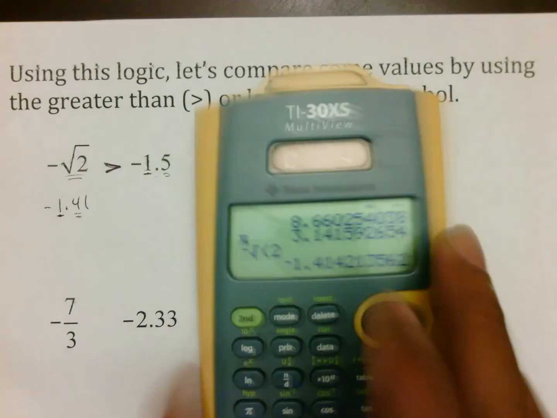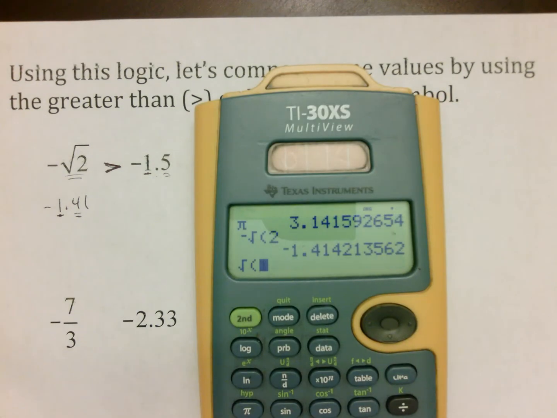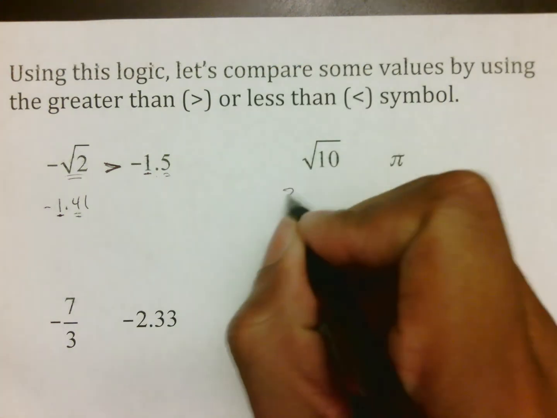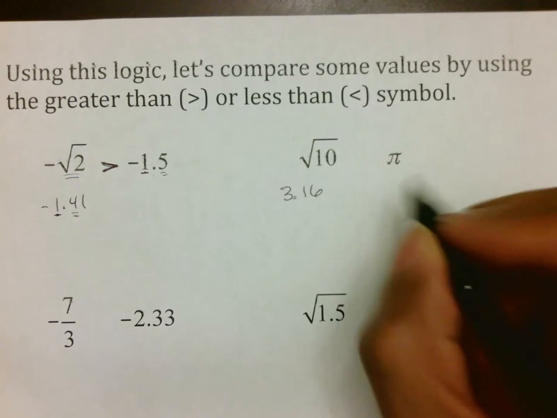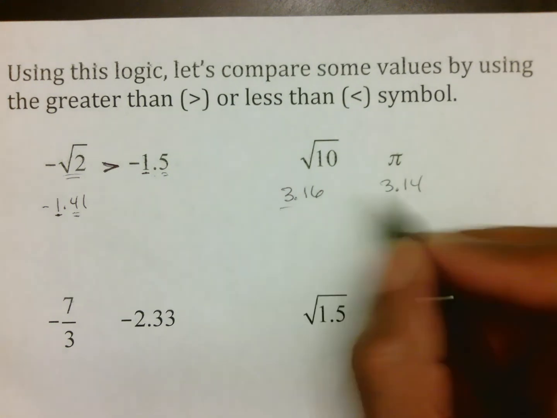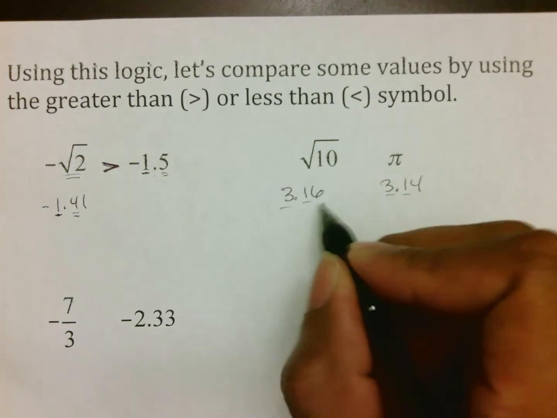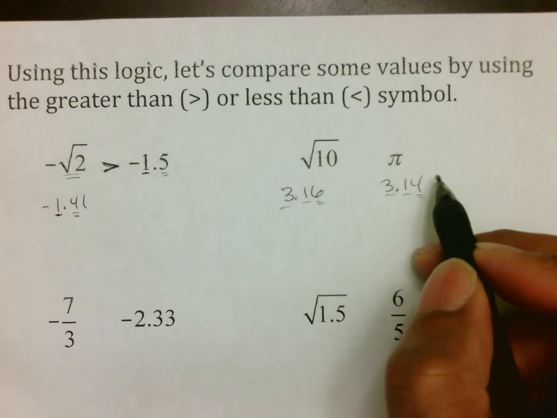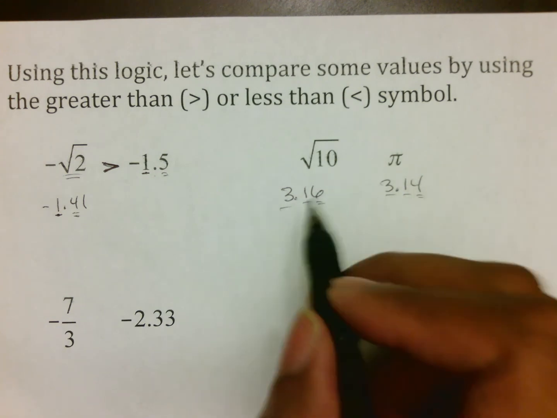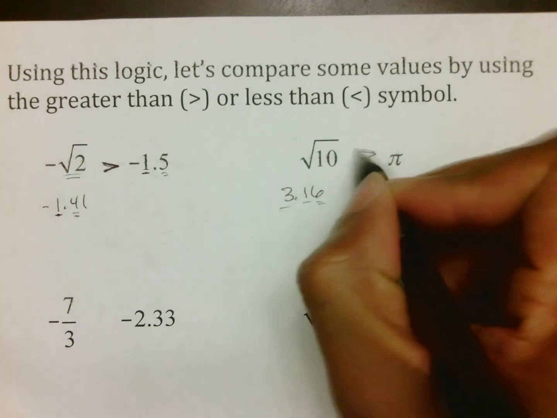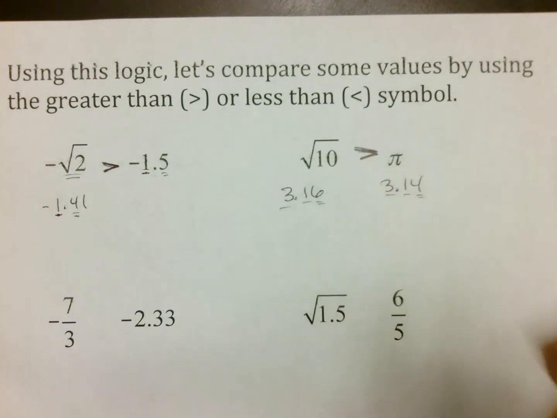Square root of 10 compared to pi. Second, square root, 10, 3.16. Again, make sure you know what you're doing there. Pi, as we just saw, is 3.14. 3 to 3 is a match. 1 to 1 is a match. But 6 and 4 are different. These are positive. So it's not what would I rather owe, it's what would I rather have. Would I rather have 6 of something good or 4 of something good? And of course 6 is bigger than 4, so we want to go that way.